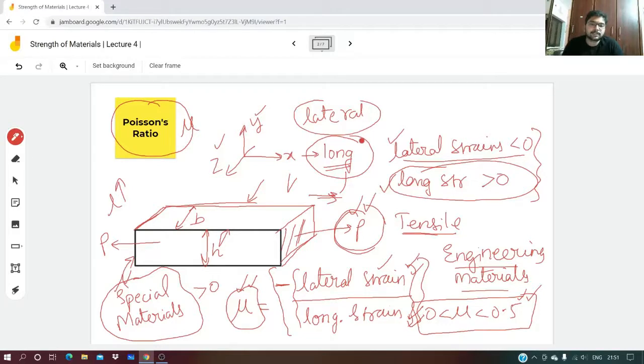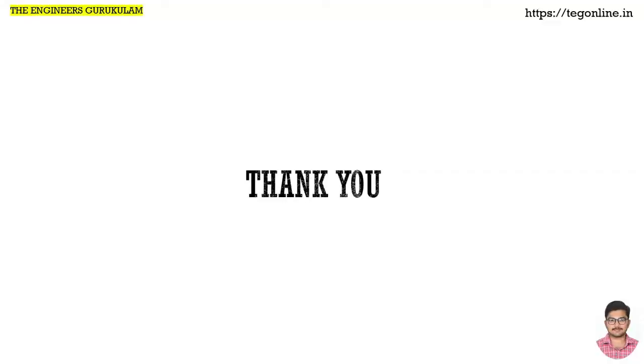So for special materials, mu will be less than 0, and as of now that is being achieved up to -1. Okay, so overall, including for special materials and for engineering materials, what we basically can call is general materials. For general materials, -1 less than mu less than 0.5, right? Okay, that's all for this session. Thank you.